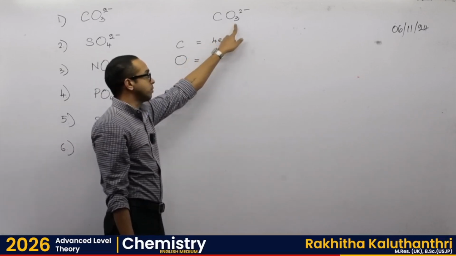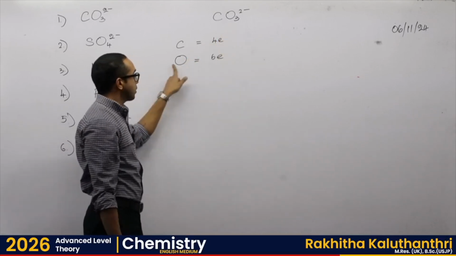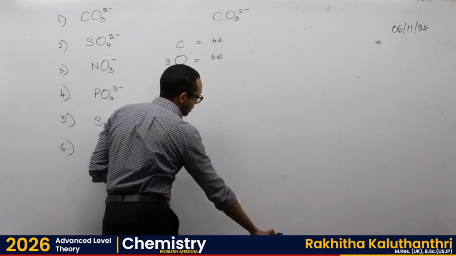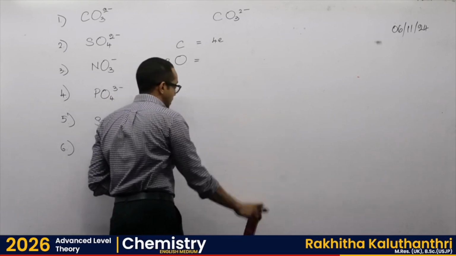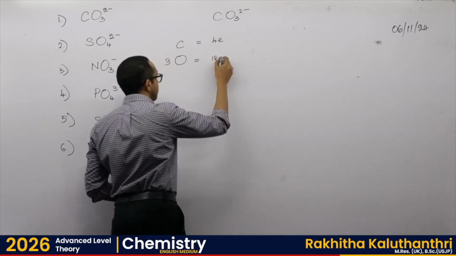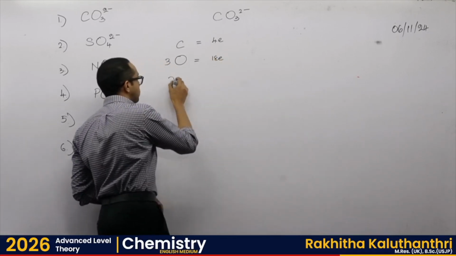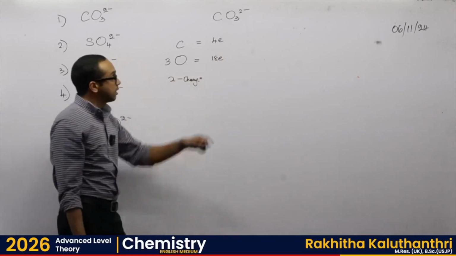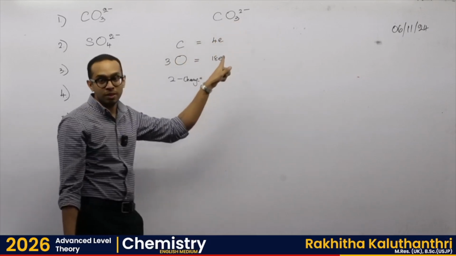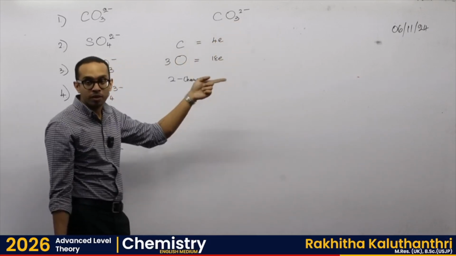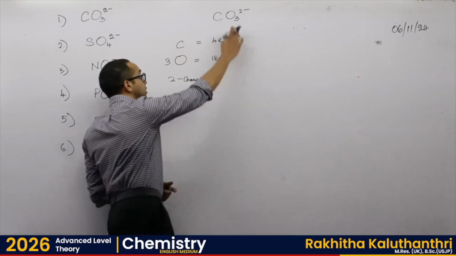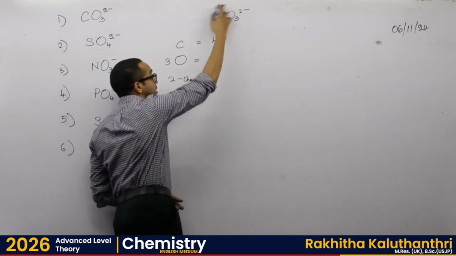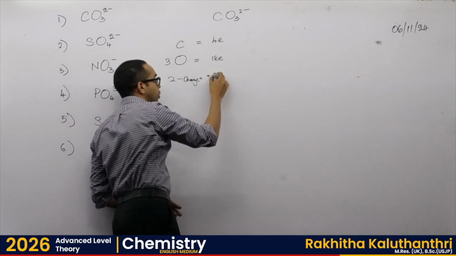But there are 3 oxygen atoms. So since there are 3 oxygen atoms, each oxygen atom brings 6 valence electrons. So 6 into 3 would make this 18. And then this 2 minus charge. 2 minus charge indicates additional 2 electrons being present there. That's why it's 2 minus. Right? When there are 2 additional electrons, it's minus. So a 2 negative charge indicates there were additional 2 electrons present in this ion. So we need to include those 2 also here.